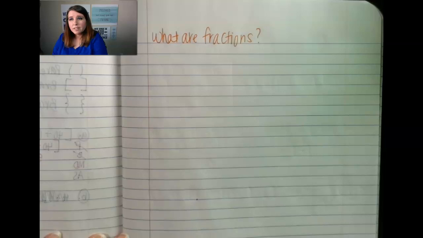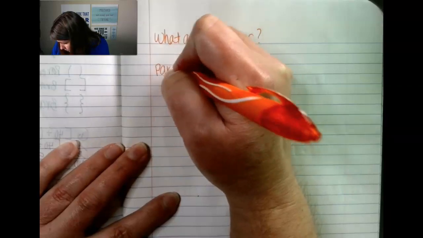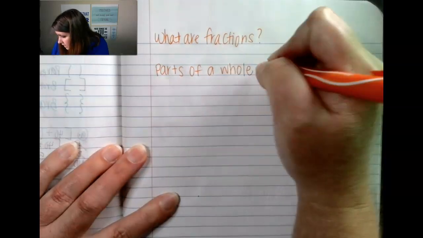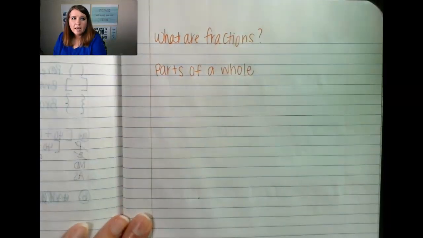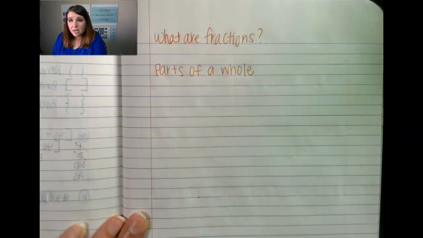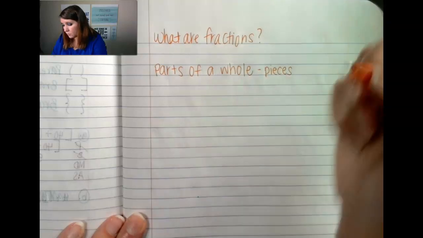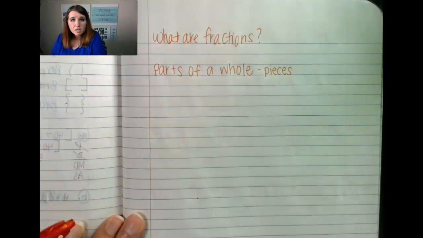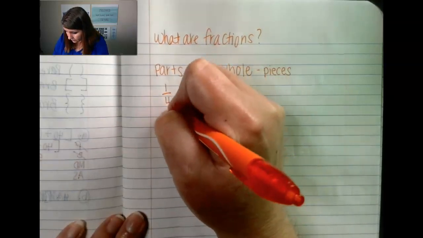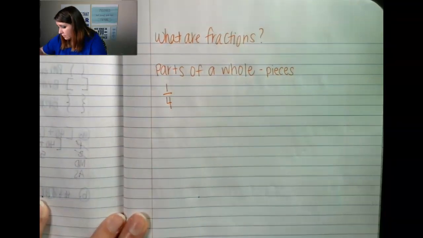So first thing we want to talk about, fractions are parts of a whole. And so when we have parts of a whole, we are talking about pieces. We're talking about pieces of something. We tend to write fractions like this. So that right there is a fraction. That's an example of a fraction.